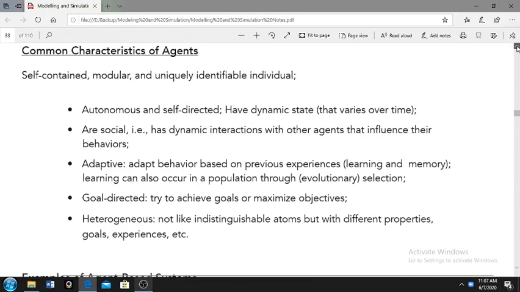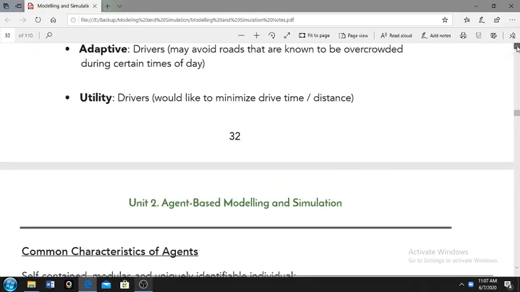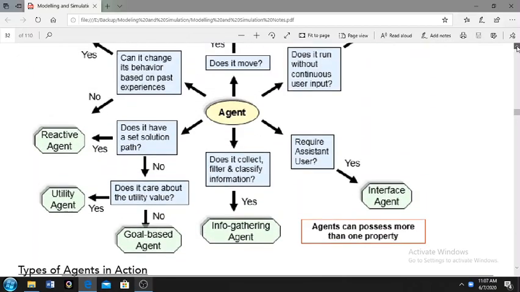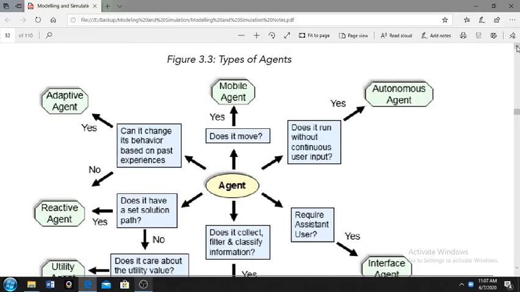Now let us see in the diagram there, and let's try to take an example. Mobile agent, they move. Anything that can move is a mobile agent, like a car, like us human beings, an animal, anything.